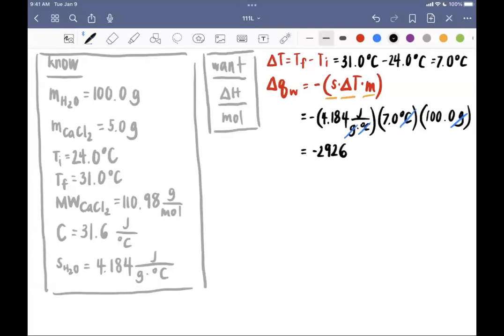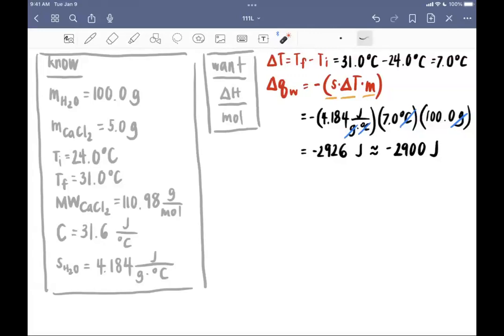2,926 joules. And in terms of reporting based on sig figs, we see 4 here, 2 here, and 4 here. So that would give us an answer represented in 2 significant figures. So we can say that this is equal to negative 2,900 joules if you're reporting that on your exam for a final answer for the change in heat for the solution.